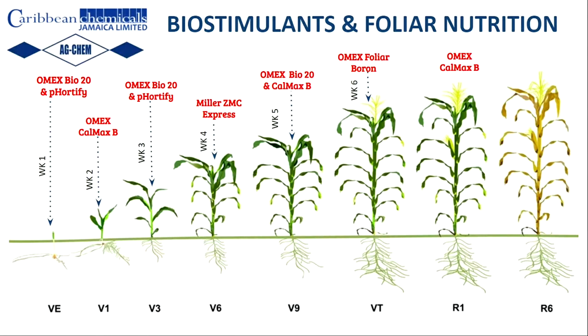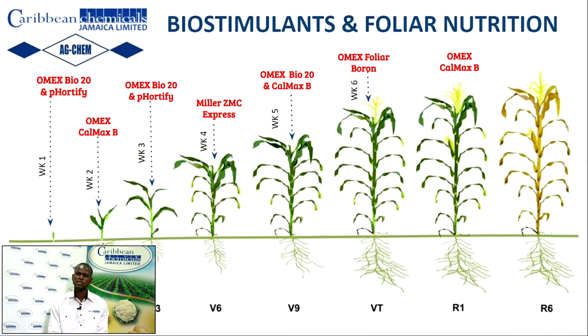At week six, foliar boron is the option for you. With the boron content, this is basically allowing for good pollination of your silks, right? And also the boron will help to start mobilize sugars. So when the cob is about to come out, you'd have adequate sugars for the quick development and quick size of the cobs. And then again, you touch it off about week seven with your Omix Calmax B, just finalize and supplement all the calcium required for the crop growth, right? So that's it for the Omix and Miller biostimulants.